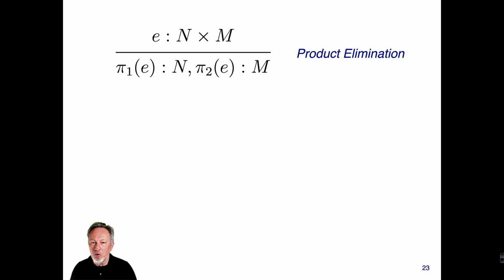Let's go on to some more rules. They're also pretty easy to understand once you get used to the notation. Here I say if I have a value e, or an expression of type N times M, so it's a tuple, then I have the operators pi1 and pi2, and they extract the first or the second element from the tuple. Then if I extract the first element from e, it's going to be of type N. And if I extract the second element, it's going to be of type M.